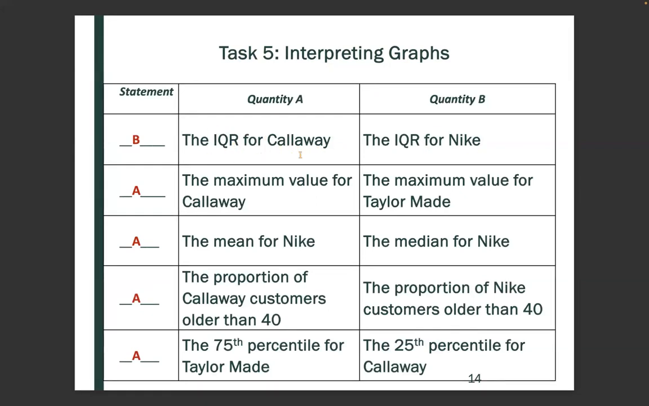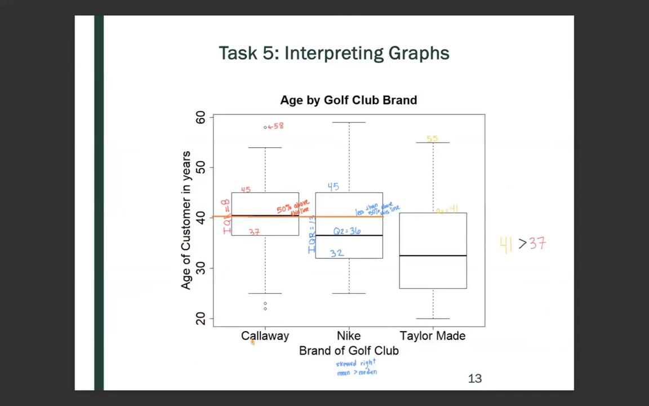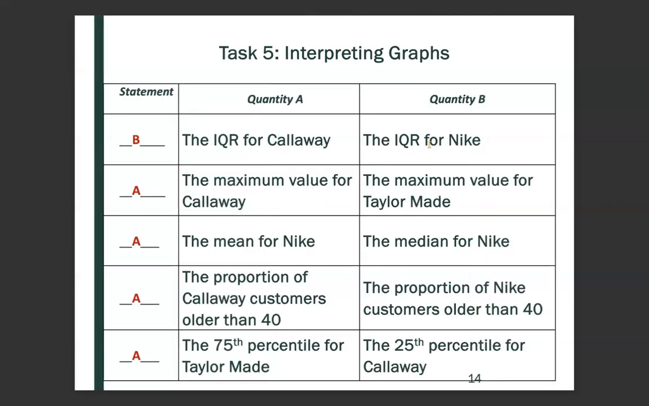First, let's look at the interquartile range for Callaway. Callaway is this far left box plot. If I were to estimate, the lower quartile is approximately 37, and the upper quartile is around 45. So the interquartile range is equivalent to 45 minus 37, which equals 8. And for Nike, the lower quartile looks to be approximately 32, and the upper quartile is 45. So the interquartile range is 45 minus 32, which is 13. So here, the interquartile range for Nike is larger.